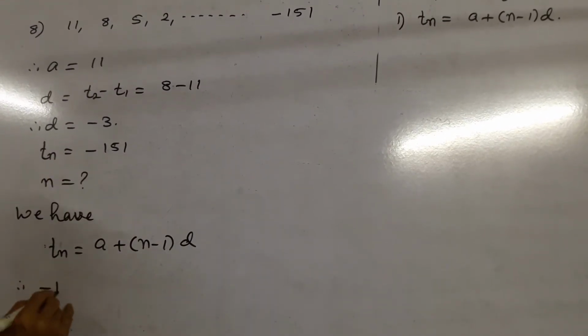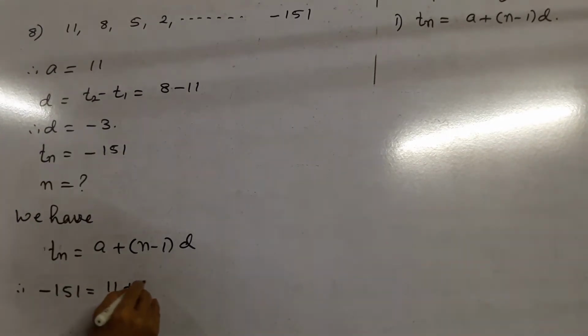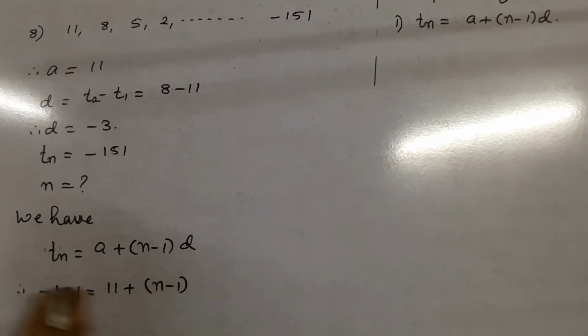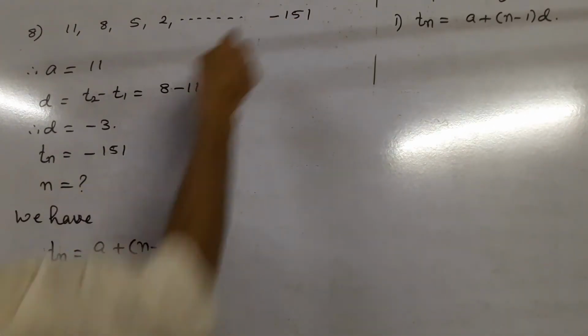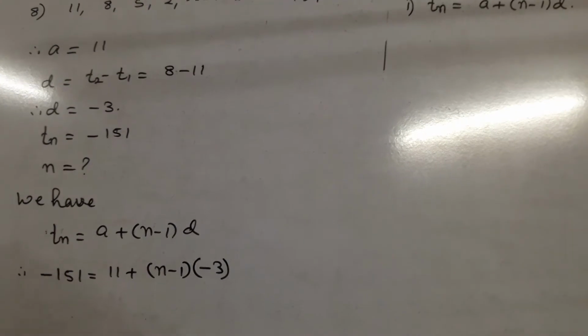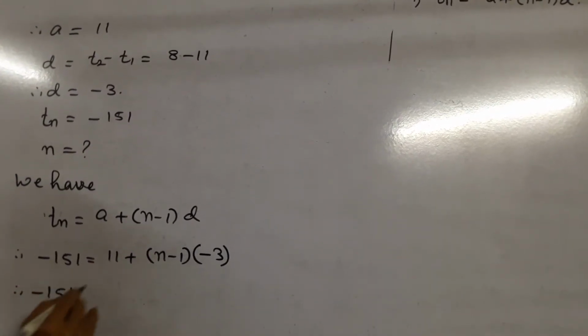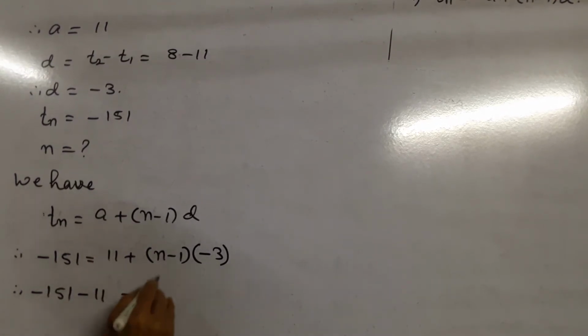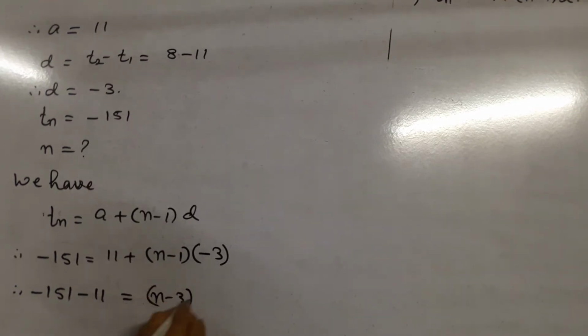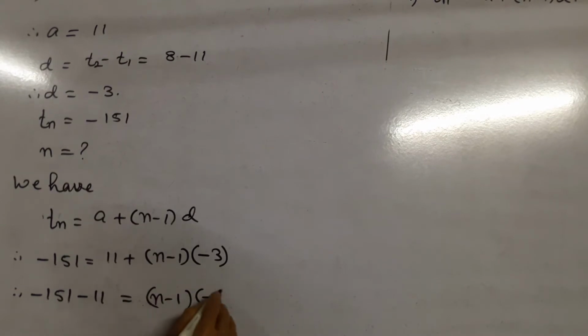So minus 151 is equal to a, which is 11, plus n minus 1. We do not know what this rank is, and d is minus 3. So do not write it this way, minus 3. It is wrong. So put it in brackets always because it is a negative number, and therefore bring 11 this side first. So minus 151, and 11 is positive here, plus sign is there, therefore it will become minus. Write this as it is. So n minus 1 into minus 3. Write it as it is.